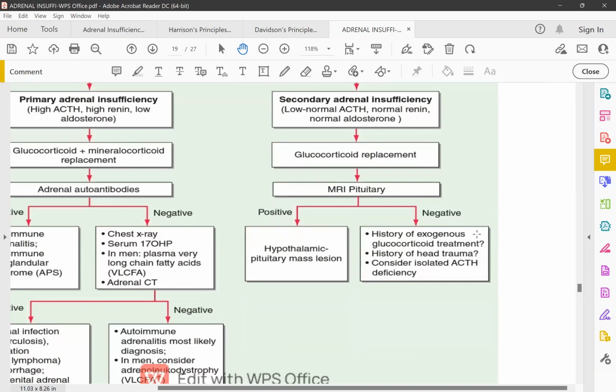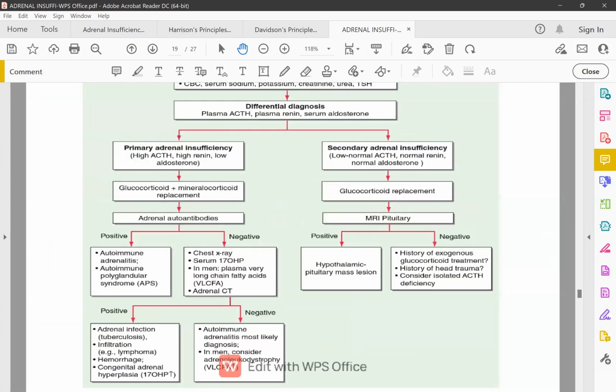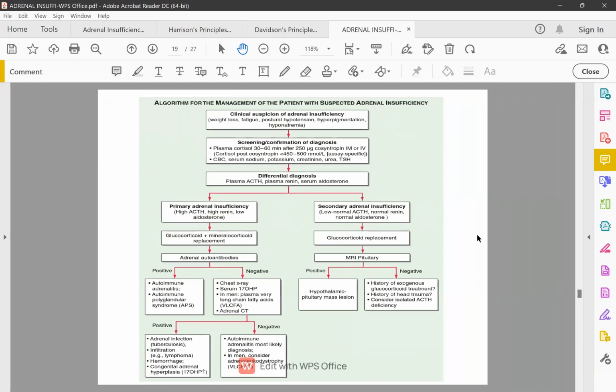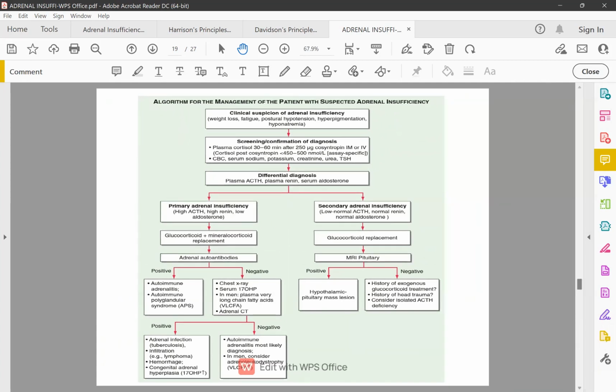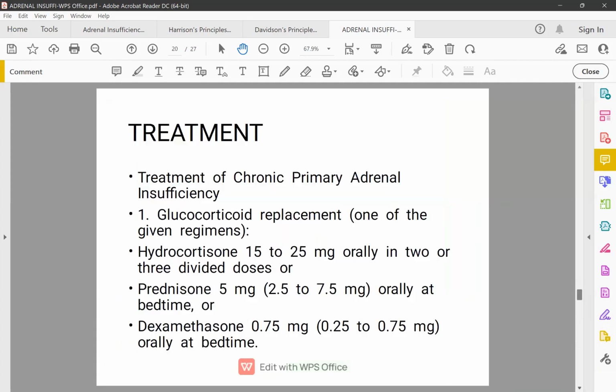If the MRI is positive, it is a pituitary mass lesion or hypothalamic mass lesion. If it is negative, the most common condition, exogenous glucocorticoid treatment, could be the reason, or there could be head trauma. There is a known condition, adrenal insufficiency of head trauma. We also consider isolated ACTH deficiency due to a genetic defect. These are the various steps in the algorithmic evaluation of the patient.